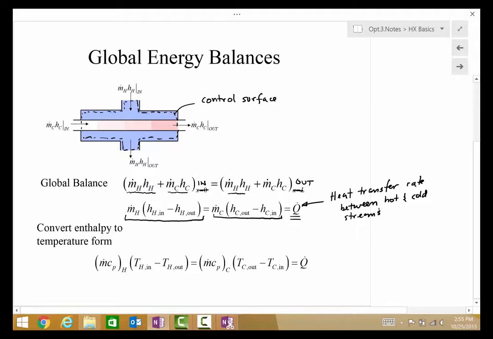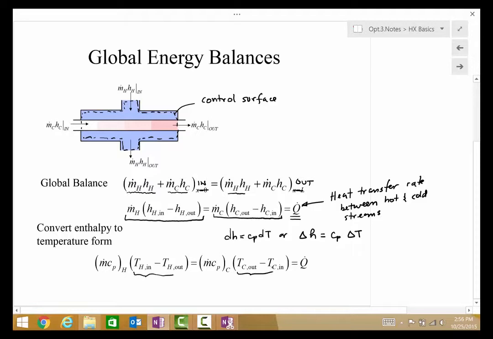If we convert to enthalpy, let's just do it in a couple of steps. It says that dH is equal to Cp dT, or in an integrated sense, delta H, the change in enthalpy, is equal to Cp delta T. So doing that, the change in enthalpy can be thought of as a change in temperature in both cases.